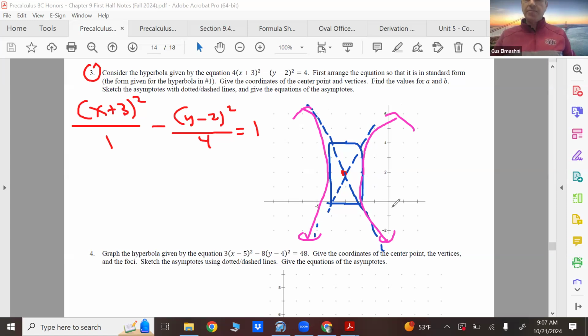A okay? Cool. And A actually happens to be 1 and B actually happens to be 2. So in this case, A is a lot smaller than B. That's different.